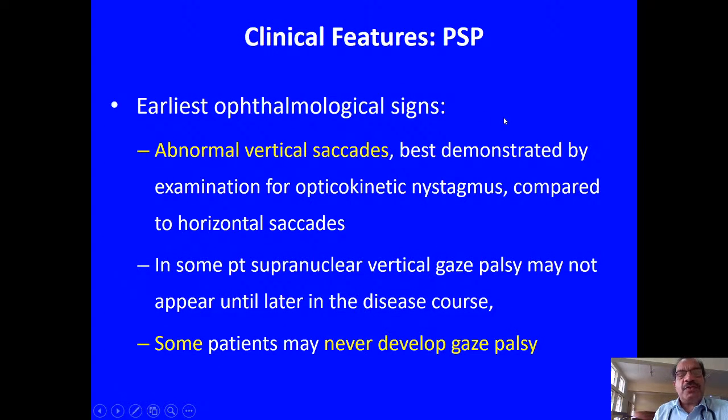The basic important feature of PSP is the ophthalmological abnormalities. So patient will have abnormal movement of the eyeball, especially vertically. So if you can just ask the patient to look up and down, that will show some abnormality. If that is not clear, you can take the help of optokinetic nystagmus. So horizontal saccades are not affected as much. So if you ask the patient to look up and down, or you can take the help of optokinetic nystagmus, then you can detect the abnormality of eye movement vertically.